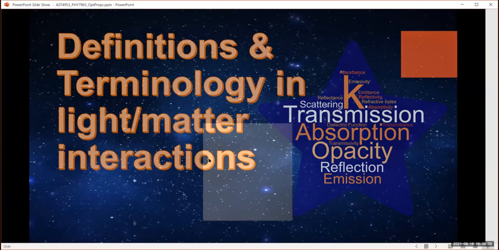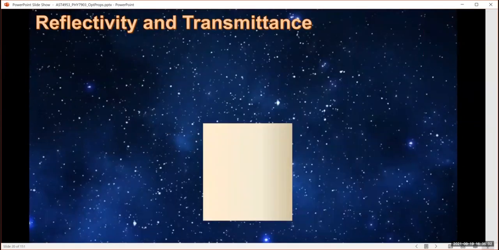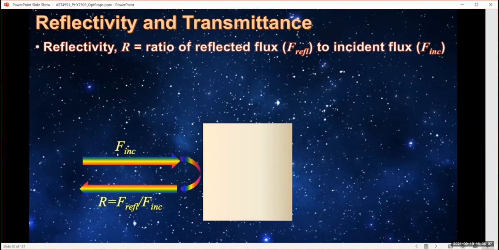So let's start with reflectivity and transmittance. Unsurprisingly, reflectivity has to do with reflections. Here I have some light that is coming into a slab of material. It has a flux F incident, F inc. That is the incident flux. When it hits the material, some of it will be reflected, and that reflected portion has a flux of F refl. The reflectivity, capital R, is the ratio of the reflected flux to the incident flux.